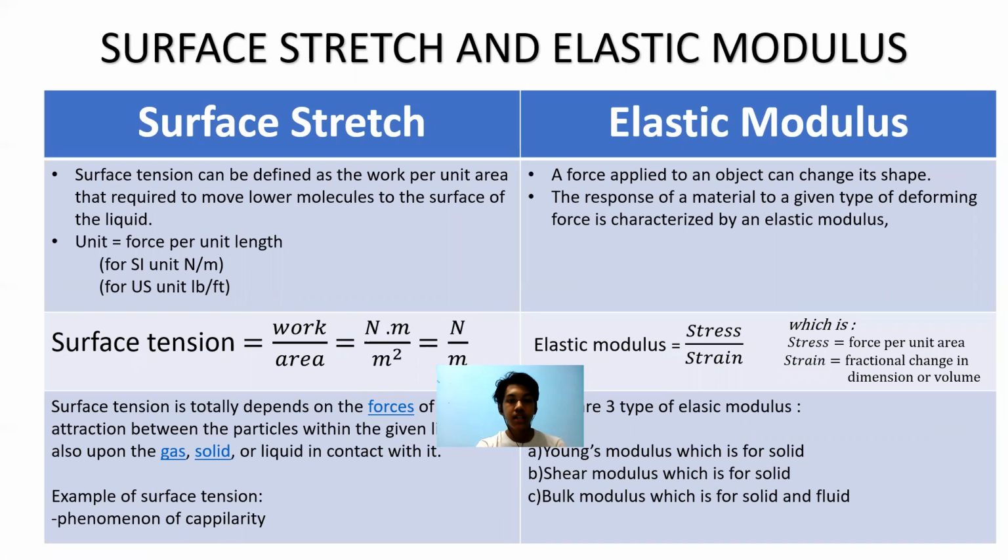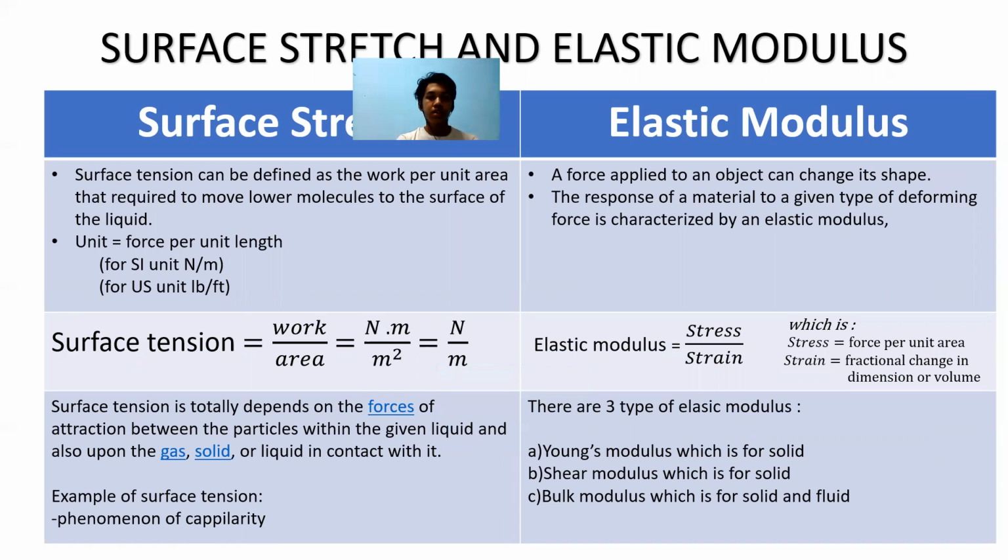Next, the surface tension formula. The surface tension formula is the work over area. Next, the surface tension totally depends on the forces of interaction between the particles within the given liquid and also upon the gas, solid or liquid in contact with it. An example of surface tension is the phenomenon of capillarity.